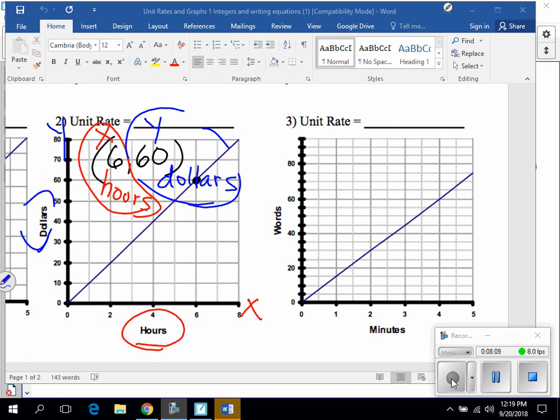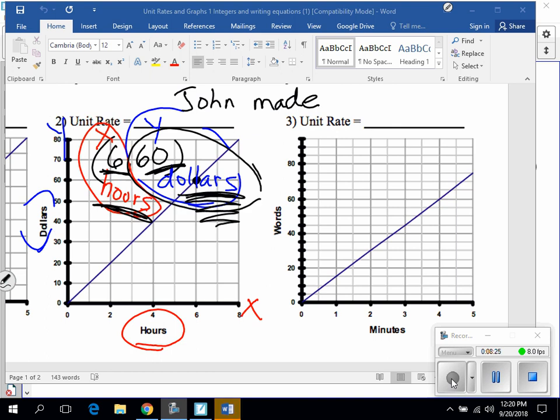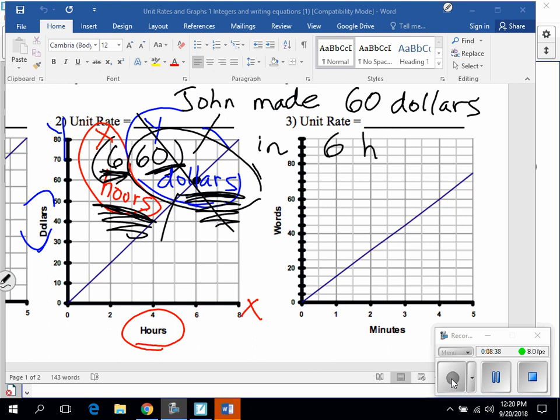So for example, I could say, John made, and I literally just insert these 2 pieces. Oh, sorry, not those 2 pieces, these 2 pieces. John made $60. All right, we've already done that part. I'm going to cross it out. And we'll say, and he made it in. Here's the part where we use the 6 hours. In 6 hours. So that point (6, 60) in context means that John made $60 in 6 hours.